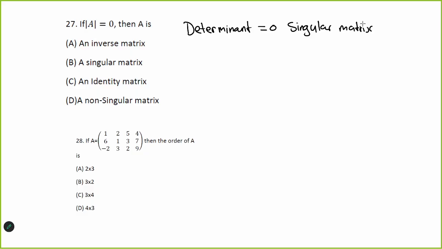Usually they would tell you identity matrix where the determinant is 1, but because it's equal to 0, that's a singular matrix, so that's B. This one here is how many rows by how many columns? It's 3 rows by 4 columns.